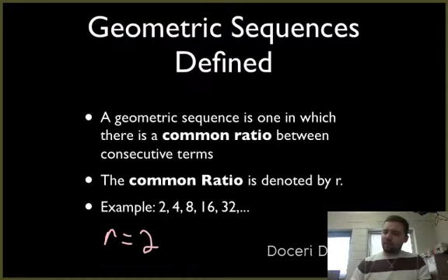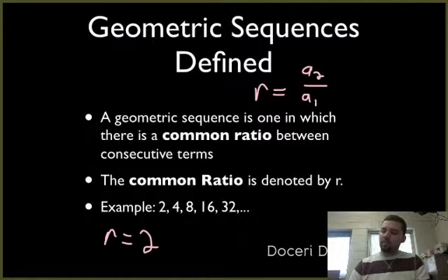To find r, you're going to want to write this down. r equals a sub 2 divided by a sub 1. Assuming that we know we have a geometric sequence, we can take the second term divided by the first term, and that will give me the common ratio.